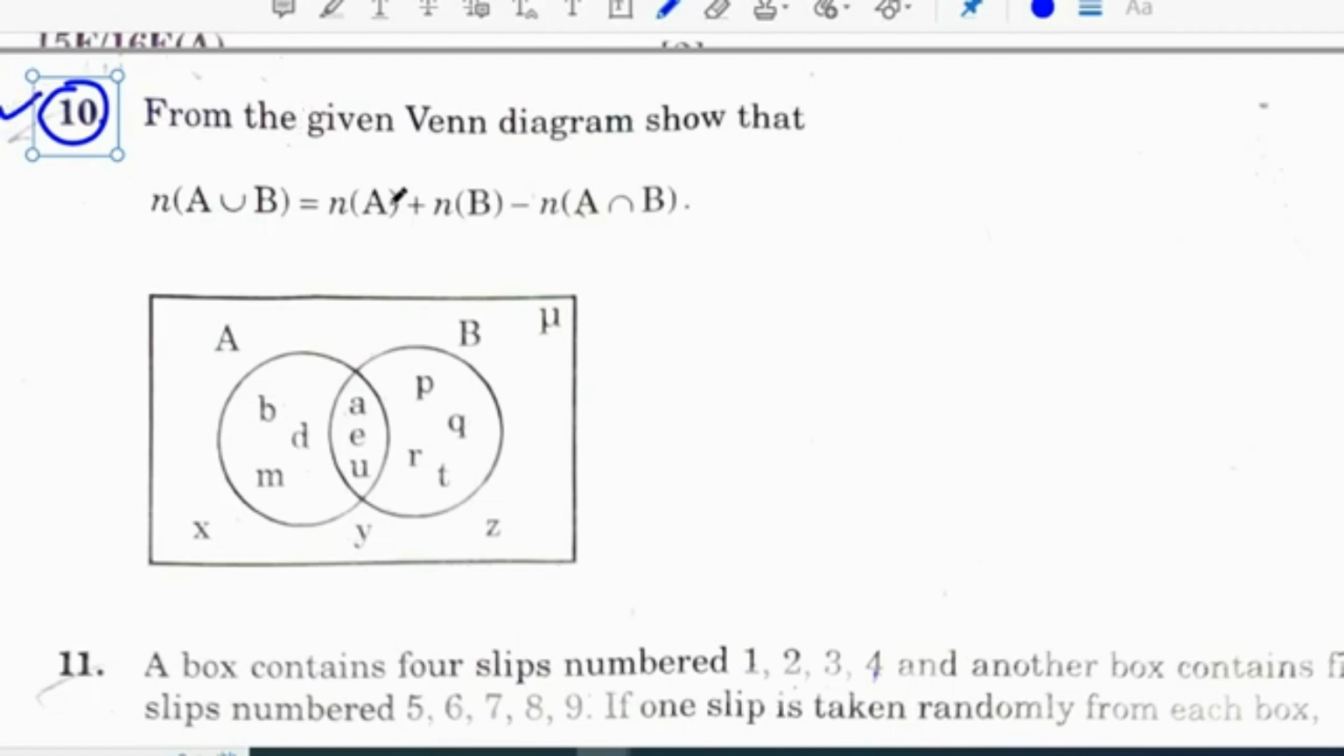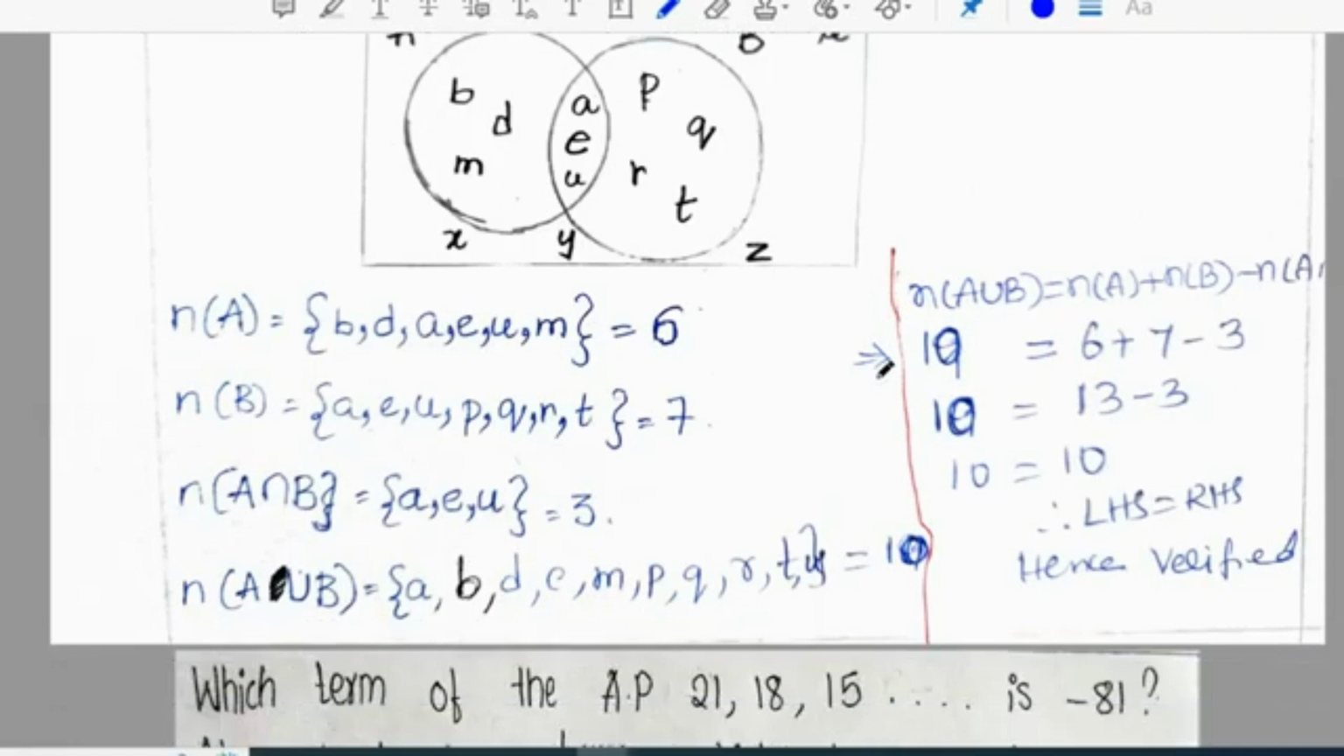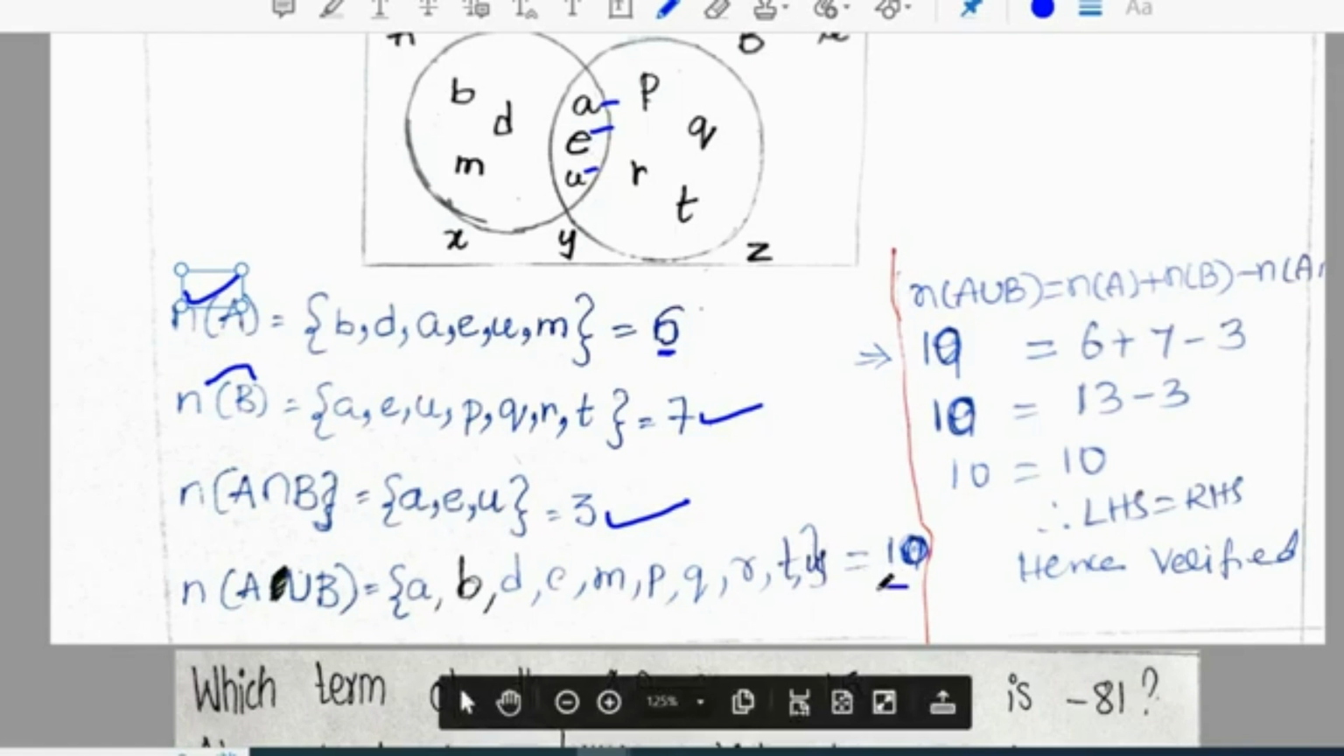From the Venn diagram, show that n(A union B) is equal to n(A) plus n(B) minus n(A intersection B). In the diagram, A is a, b, d, e, u, m and the number of elements in A is 6. B is a, u, p, q, r, t and the number of elements in B is 7. n(A intersection B) is 3 elements. There are 3 elements in A intersection B. And n(A union B), we have 10 elements. So don't consider x, y, z. They are outside A union B.